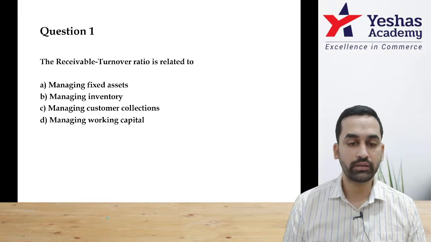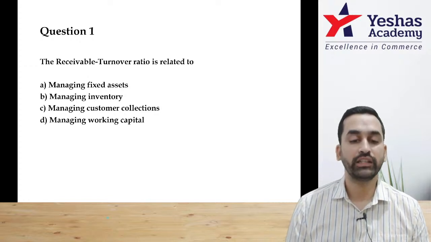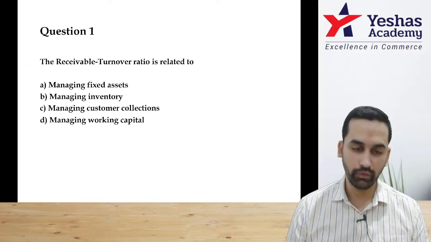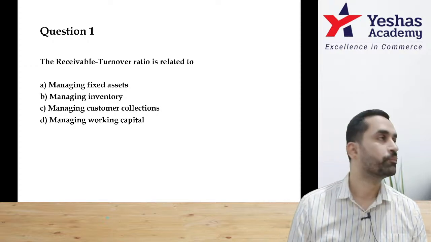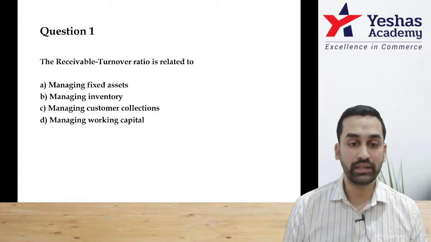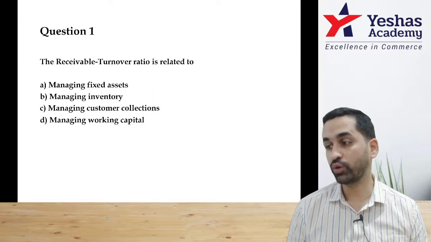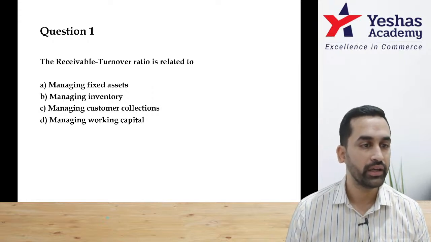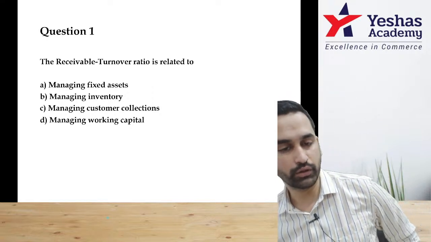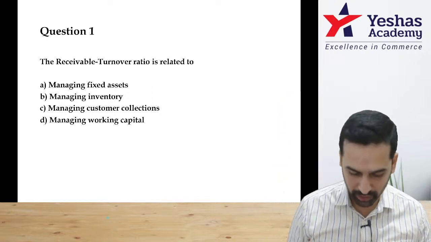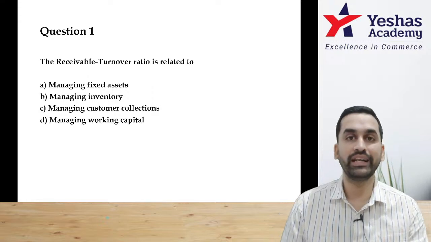The receivable turnover ratio is related to managing fixed assets, managing inventory, managing customer collections, or managing working capital. The name is very clear, receivable turnover ratio. That means this is all about how quickly, how frequently you collect money from your customers. This has got nothing to do with fixed assets or inventory or working capital. This is purely about customer relationship.